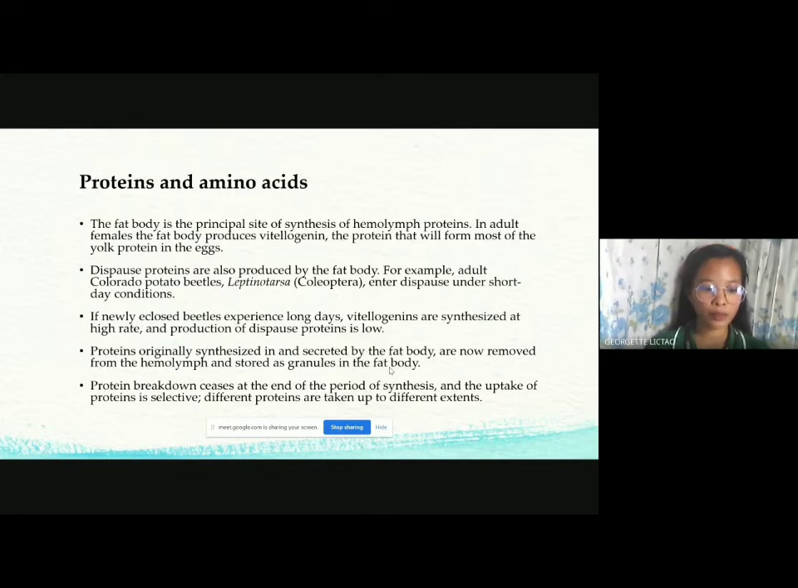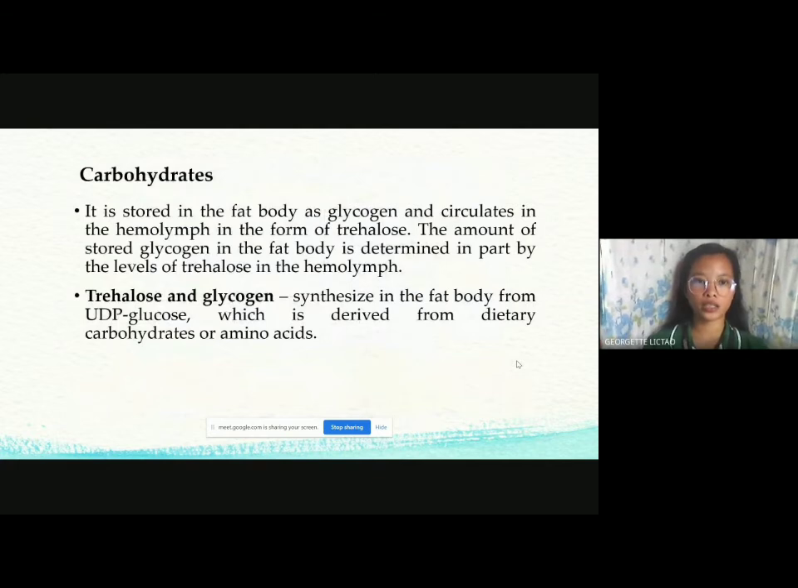When the insect prepares to pupate, protein synthesis in the fat body stops. Carbohydrate is stored in the fat body as glycogen and circulates in the hemolymph in the form of free trehalose. The amount of stored glycogen in the fat body is determined in part by the levels of free trehalose in the hemolymph. Free trehalose and glycogen are synthesized in the fat body from UDP-glucose, which is derived from dietary carbohydrates or amino acids.